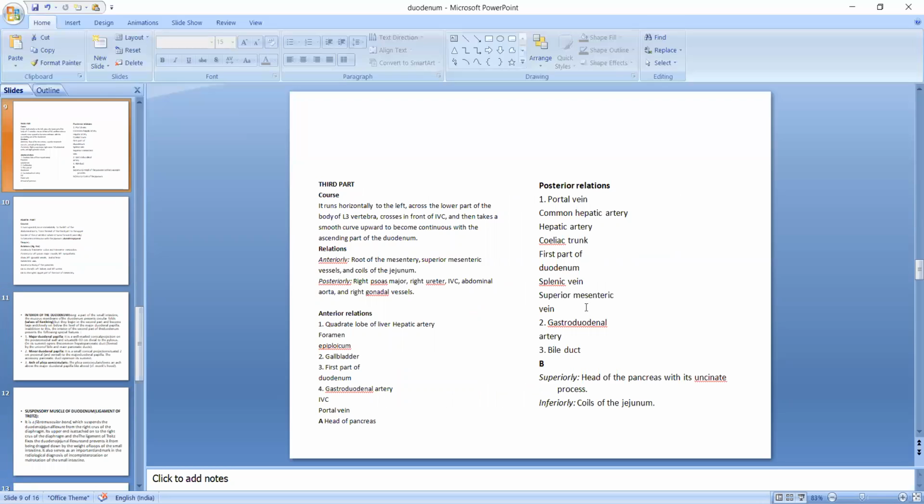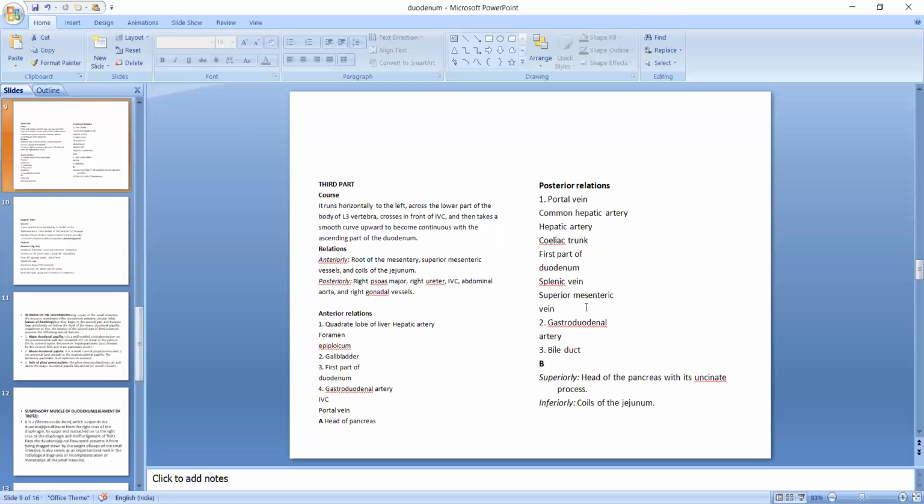Third part: it runs horizontally to the left across the lower part of the body of the L3 vertebra, crosses in front of the inferior vena cava, and then takes a smooth curve upward to become continuous with the ascending part of the duodenum. Anteriorly, it is related to the root of the mesentery, superior mesenteric vessels, and coils of jejunum. Posteriorly, it relates to the right psoas major, right ureter, inferior vena cava, abdominal aorta, and right gonadal vessels.